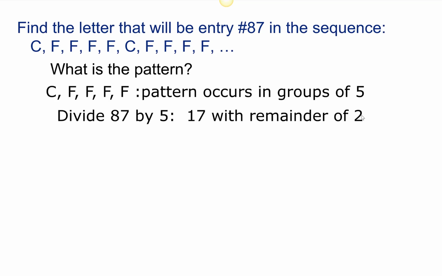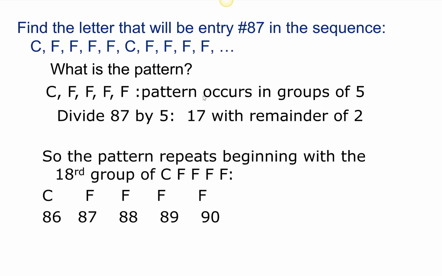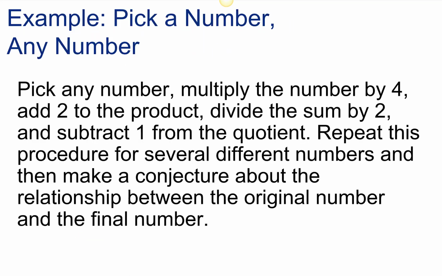So I'm going to go 2 steps into the next repeat. So if I notice that I have 17 repeats, so in the 18th group or the 18th repeat, I'm going to go 2 places. 86 will be a C and 87 will be an F. So the 87th entry is an F.